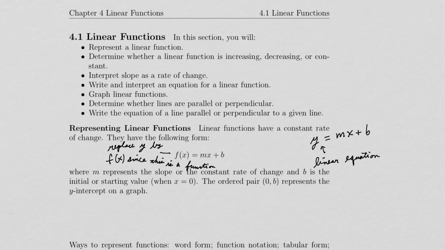Okay, and that's what I did right here. So linear functions are going to have the form f of x equals mx plus b, where the slope m here is constant. It represents the rate of change. And b you can think of as the initial or starting value. It's the value of the function when x is equal to 0. And we know from Chapter 2 that the ordered pair (0, b) represents the y-intercept when we graph this linear function.